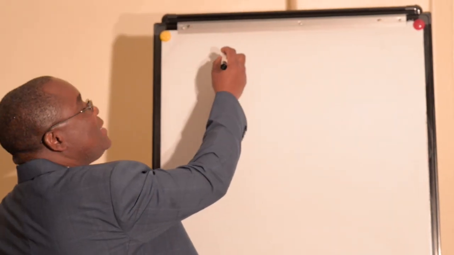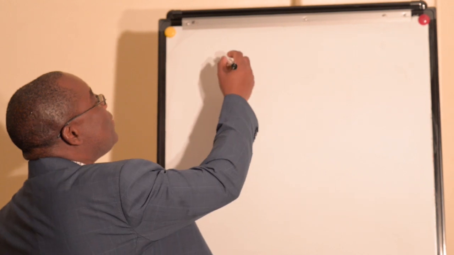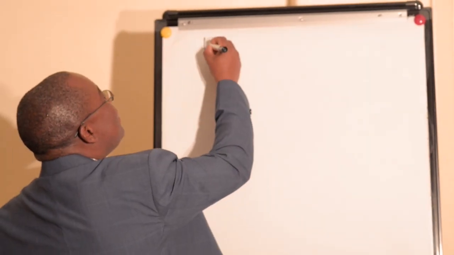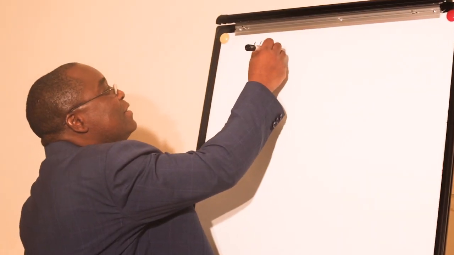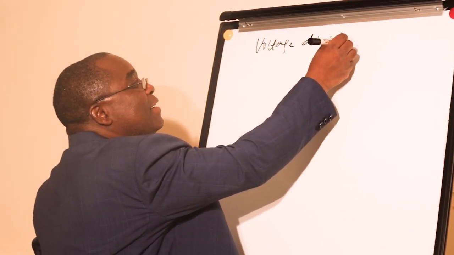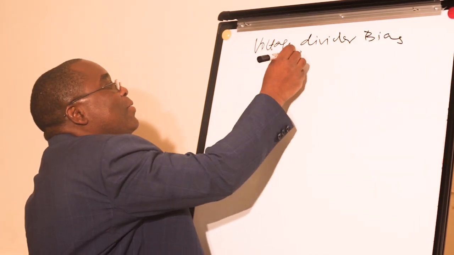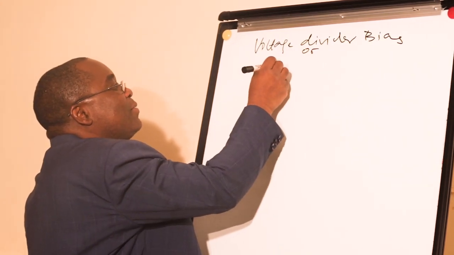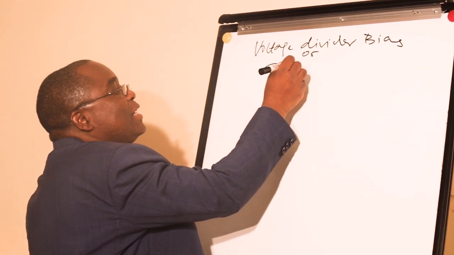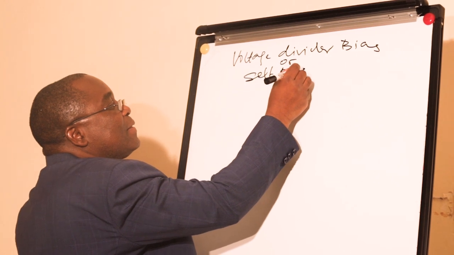Today's lesson is Lesson 9. Also, we continue with voltage divider bias or self-bias.